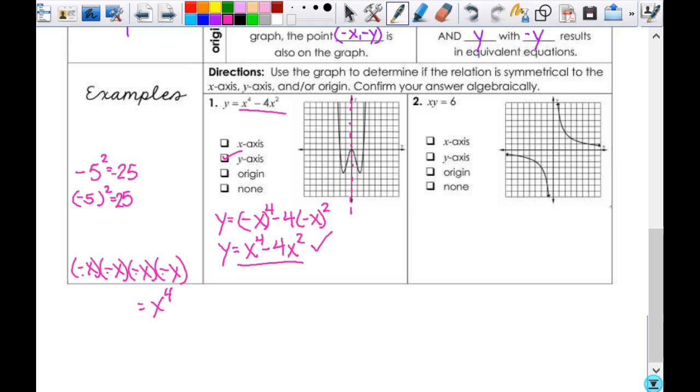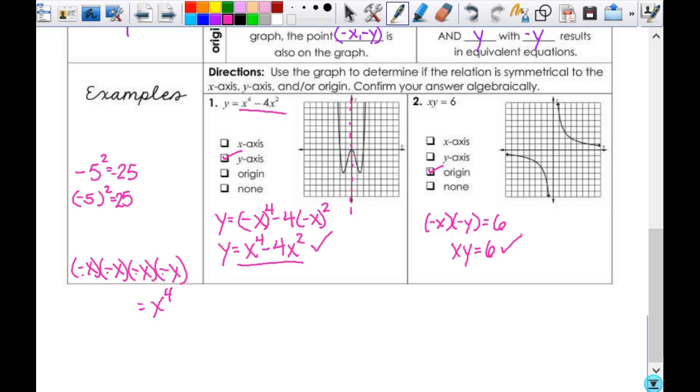No. Does it have origin symmetry? Yes. And if you're unsure, take a good look at it, rotate it upside down, see if it looks the same. And it does. So it has origin symmetry. So to my test for origin symmetry, what do I replace? Good. So x becomes negative x and y becomes negative y equals 6, right? So what is negative x times negative y? Positive xy. And that equals 6. These match, and that's what I want.